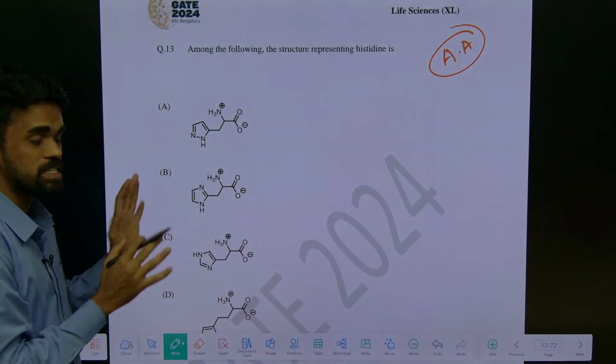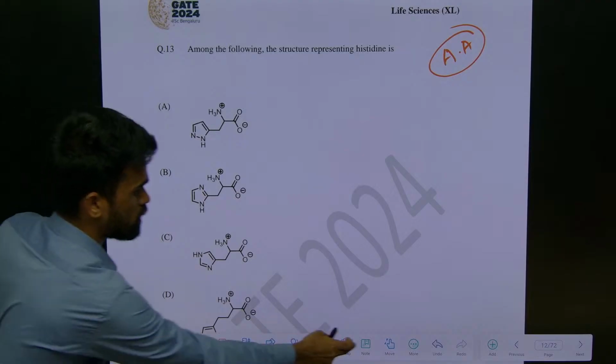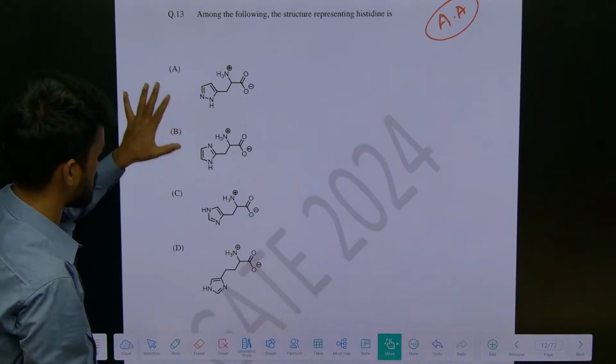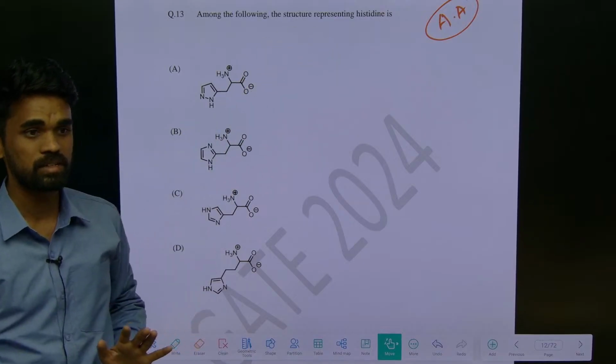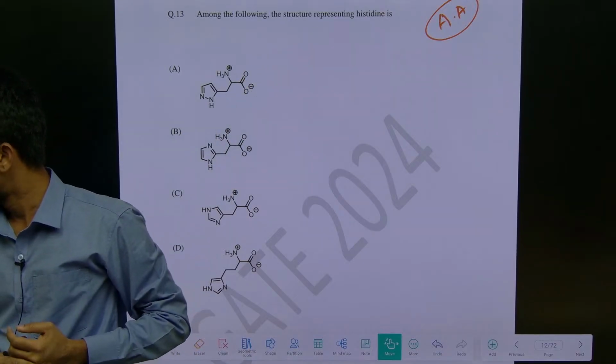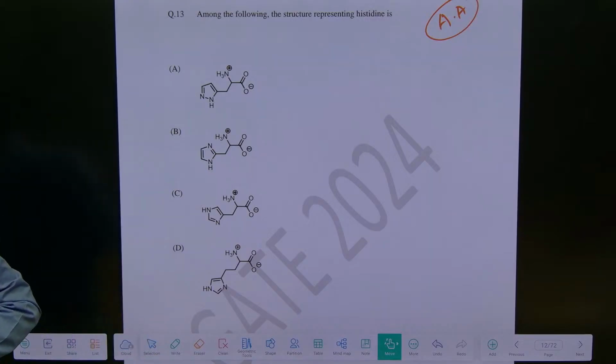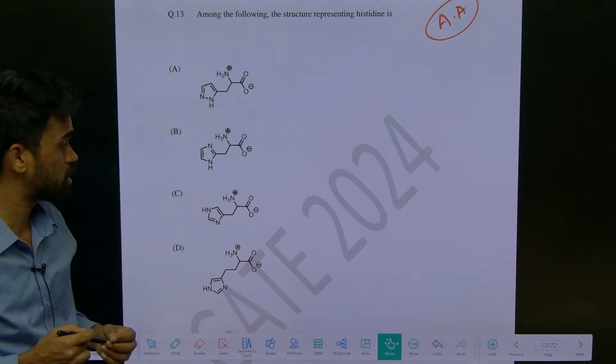So now how will the structure look? Tell me which is the imidazole, all of these structures are imidazoles only. But which is the perfect representation of histidine? Yes, tell me which is the perfect representation of histidine?